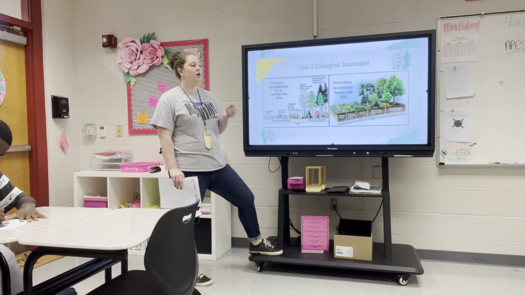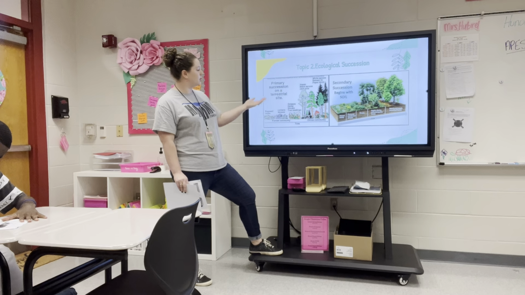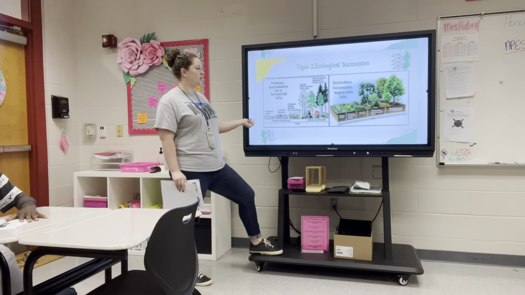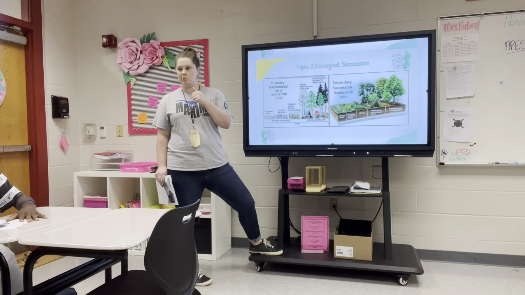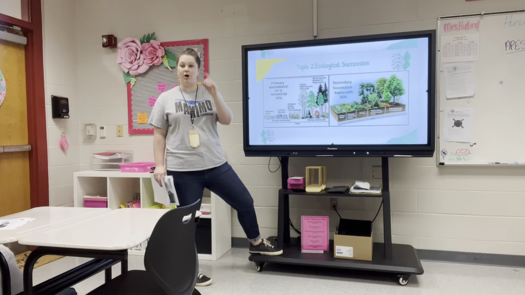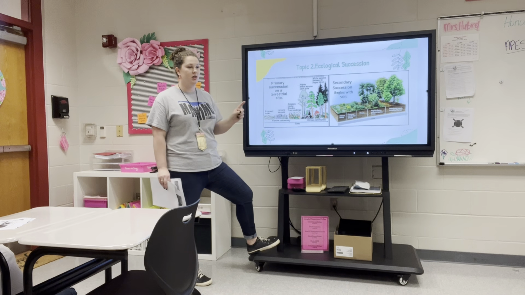So an ecological disruption that would cause a community to need to go through primary succession. Can anyone think of something that's going to knock it all down to rock? Volcano. A volcano eruption is going to be one example that's going to lead to primary succession.